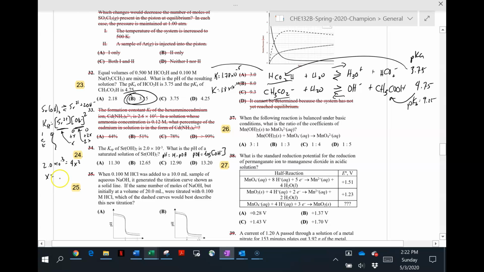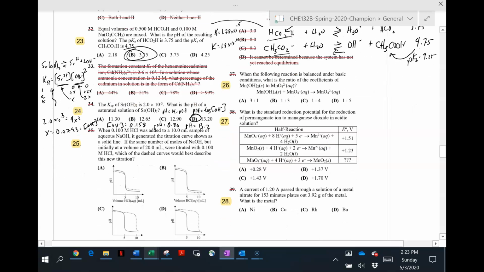And that gives us an X value of 0.0793. That is our hydroxide concentration. Well, no, it's not. That's actually 1/2 of our hydroxide concentration. Our hydroxide concentration is going to be 2 times that, 0.158. So our pOH is going to be, I get 0.80 basically, so pH is going to be something like 13.2, which is answer D.